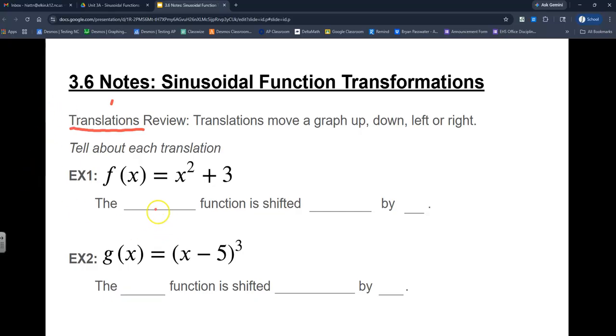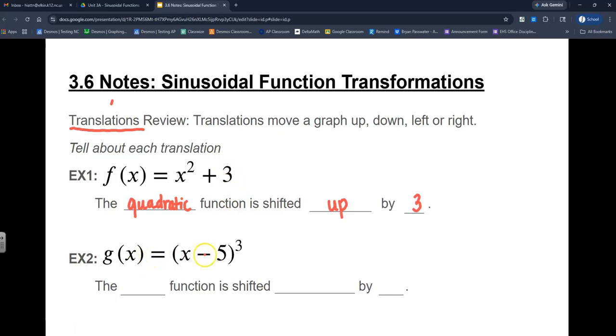If I have an equation like f of x equals x squared plus 3, this 3 is added on to the end of the function. I would know that this is a quadratic function because I see the x squared. It is shifted up by 3, because when we have a number added to the end, that is going to shift our graph up or down.